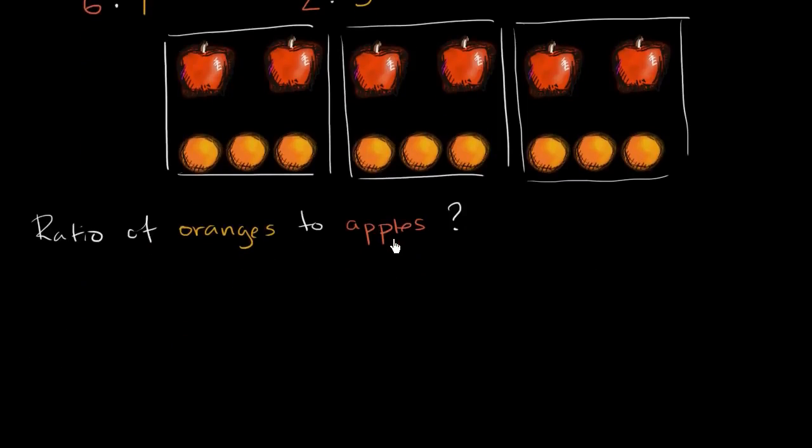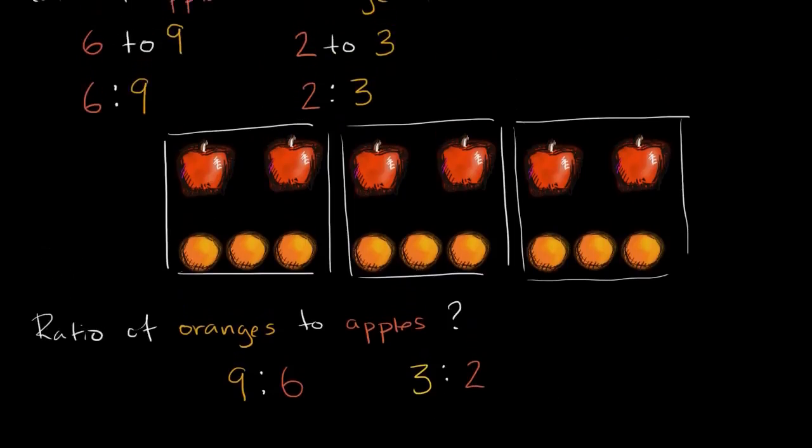Here we have 9 oranges for every 6 apples. So we could say the ratio is going to be 9 to 6. Or an equivalent ratio: we're going to divide this by 3. So for every 3 oranges, we are going to have 2 apples.